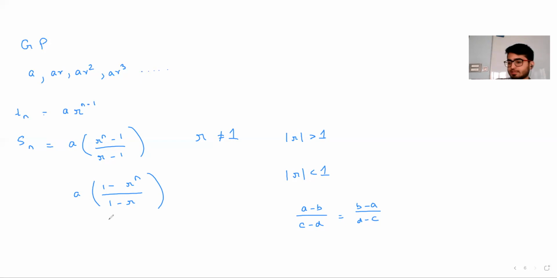Just remember that this is only valid if r is not equal to 1, because if r is equal to 1, we'll have 0 in the denominator, and again this becomes a form which cannot be determined directly. And here a is again called the first term and r is called the common ratio.